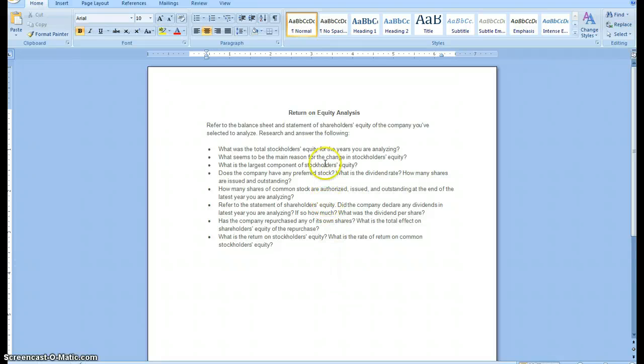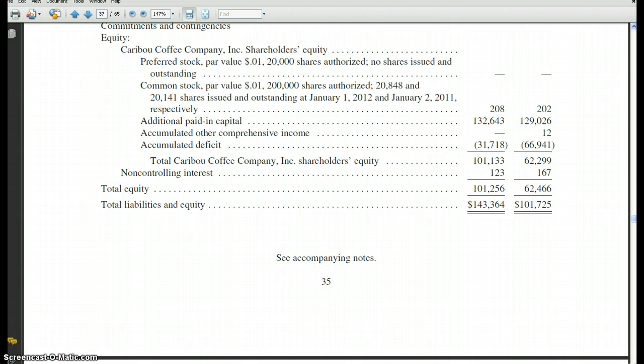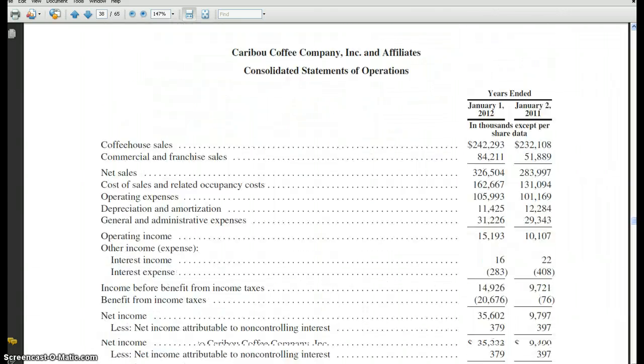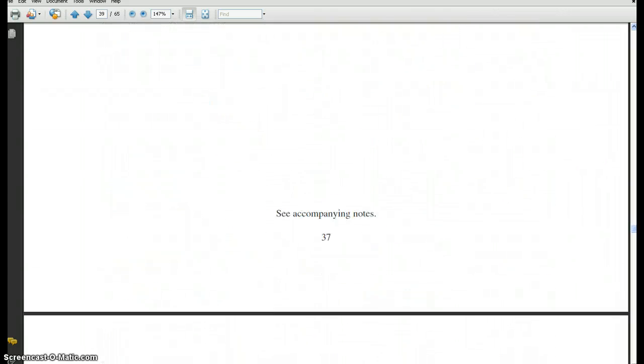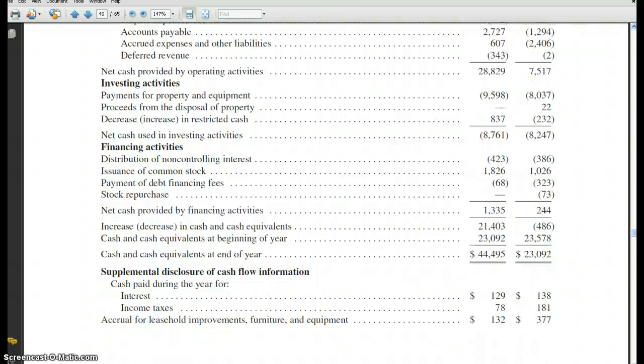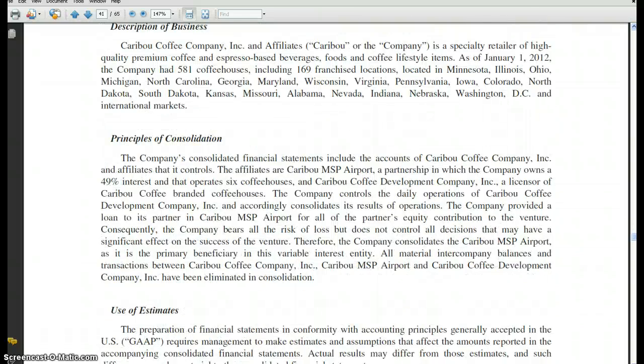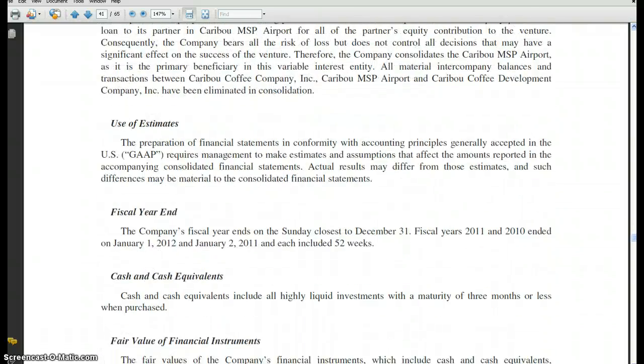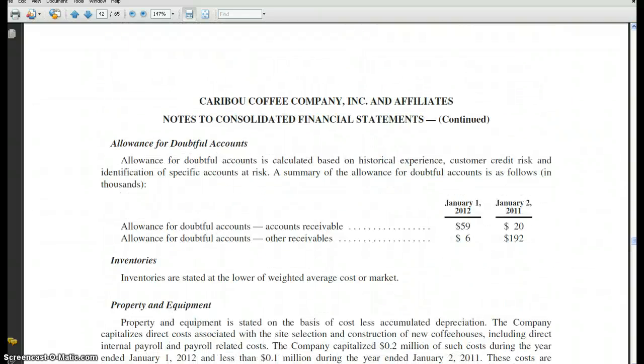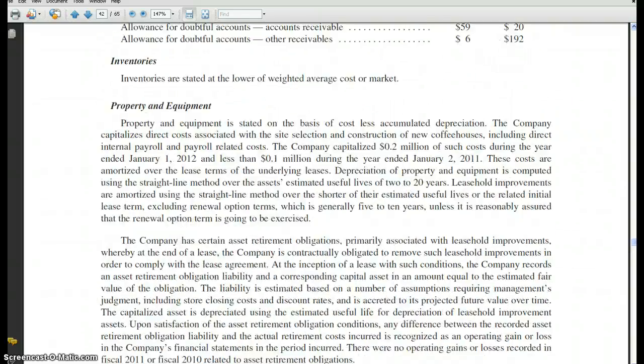What is the largest component? Again, right there on the face of the balance sheet. Any preferred stock, we looked at that. You can scroll through the notes and look for something called preferred stock. Let's do it quickly. These videos are only 15 minutes, and I know you probably get bored listening to me. But let's just see if we can see anything listed as preferred stock here.